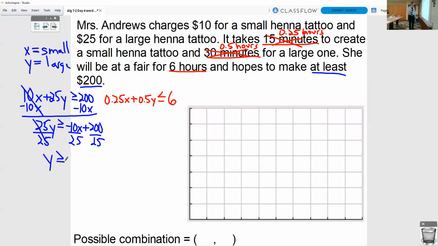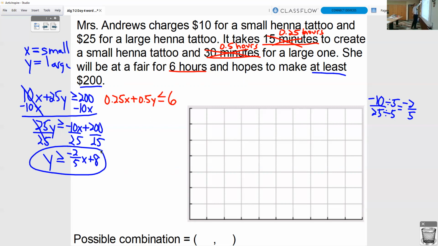I'm going to show you a little trick. We can actually take that fraction and just reduce that fraction. We have negative 10 over 25. We can simplify it because remember, slope is written as a fraction, so we don't need to change it into a decimal. Divide by 5, divide by 5, we get negative 2 over 5. That's a lot nicer fraction than negative 10 over 25. And then 200 divided by 25 is 8. So there's our equation.